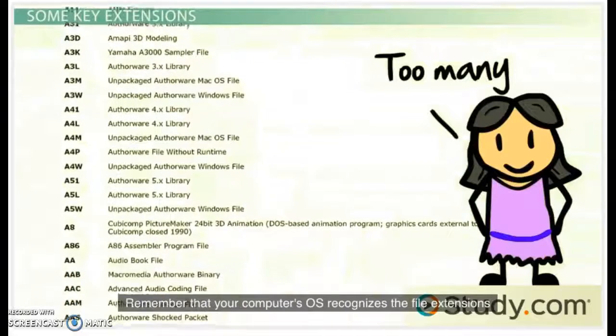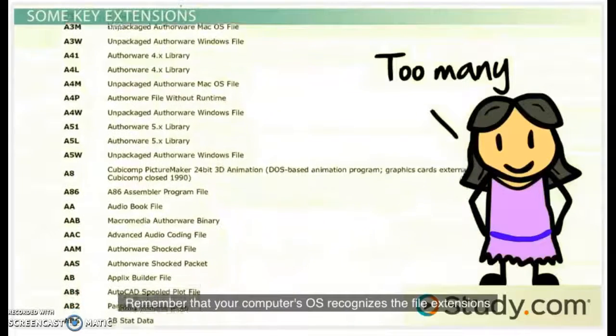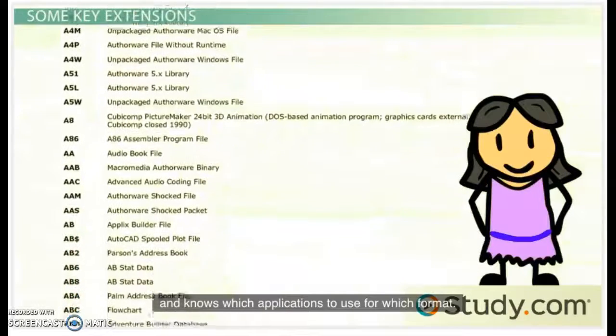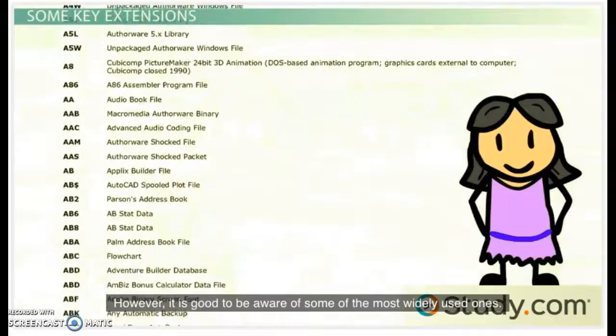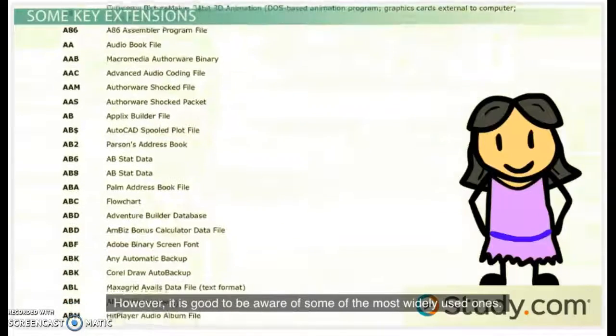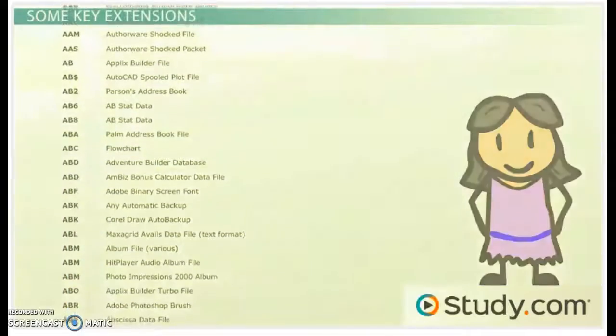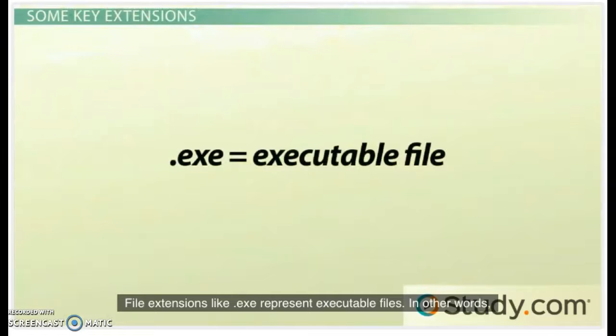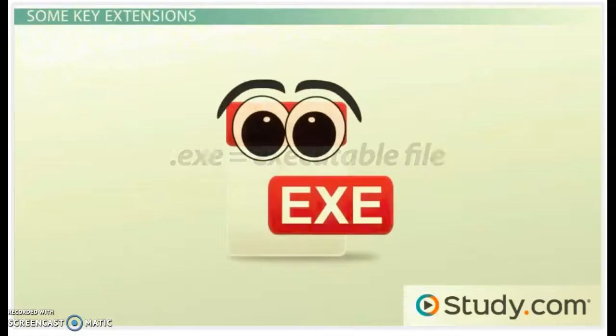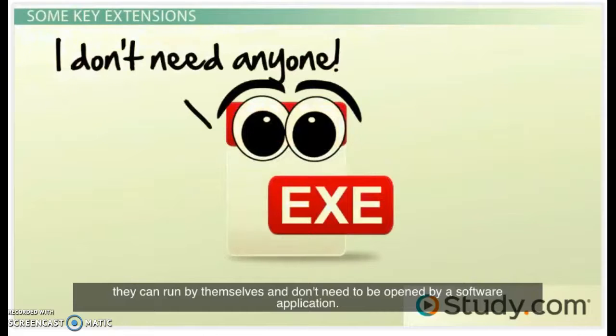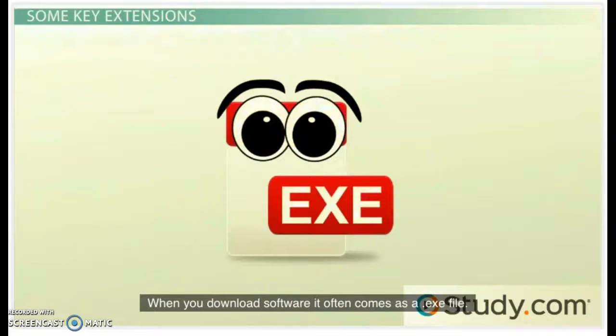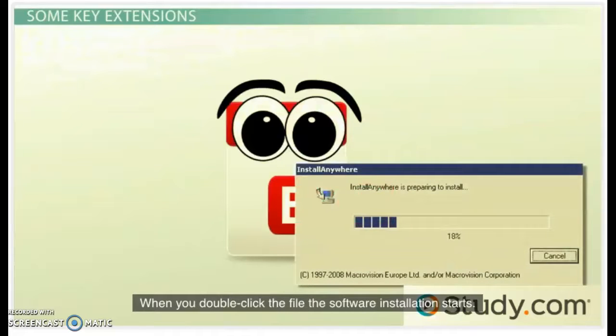Remember that your computer's OS recognizes the file extensions and knows which applications to use for which format. However, it is good to be aware of some of the most widely used ones. File extensions like .exe represent executable files. In other words, they can run by themselves and don't need to be opened by a software application. When you download software, it often comes as a .exe file. When you double-click the file, the software installation starts.